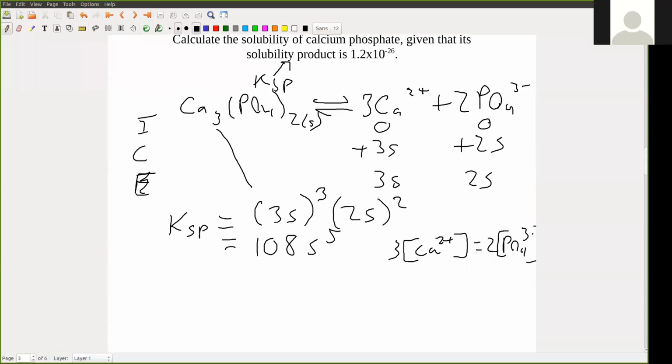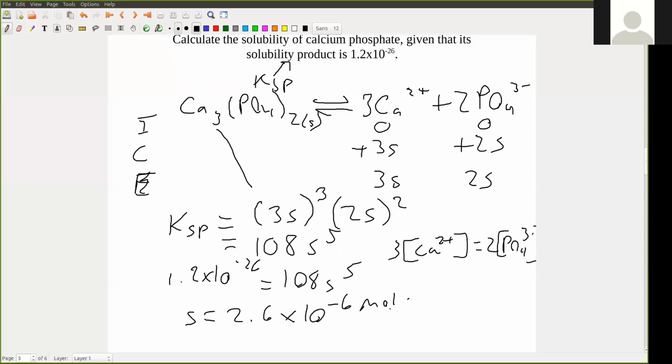Then we can plug in our KSP value. So we have 1.2 times 10 to the minus 26, and that's equal to 108 s to the 5th. Dividing by 108 and then taking the 5th root or raising it to the 1/5 power, we find that s is equal to 2.6 times 10 to the minus 6 moles per liter.